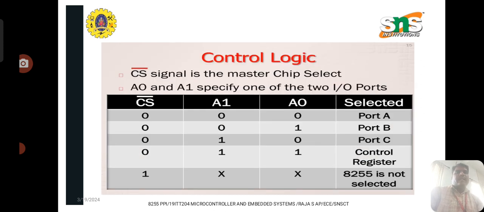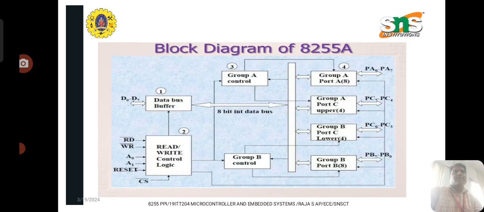Based on A1, A0 and chip select, the microprocessor can choose the three ports. Whenever CS is 0, A1 is 0, A0 is 0, the microprocessor selects port A of 8255. Whenever chip select is 0, A1 is 0, A0 is 1, it chooses port B. Whenever chip select is 0, A1 is 1, A0 is 0, it chooses port C. Whenever chip select is 0, A1 is 1, A0 is 1, it chooses the control register. Whenever chip select is 1, there is no connection between 8255 and the 8086 microprocessor.